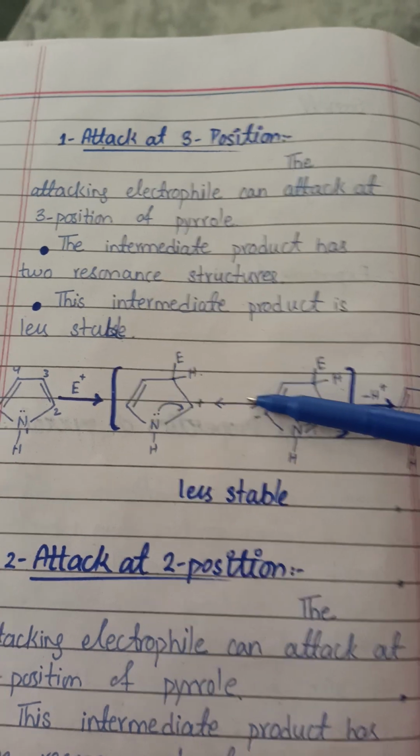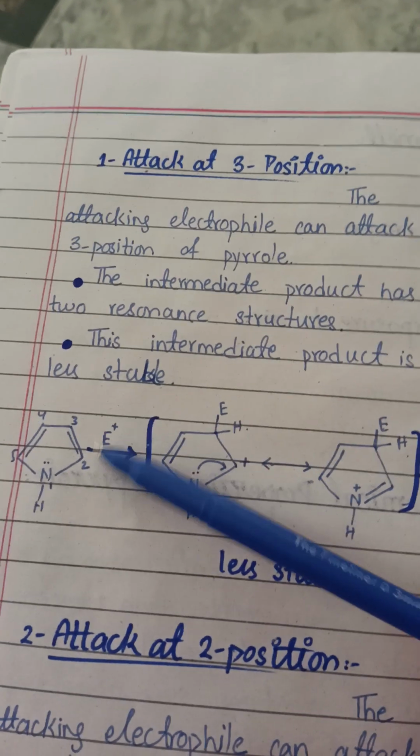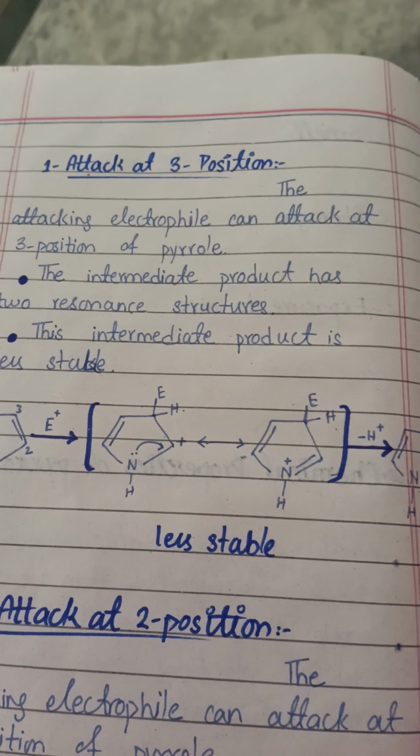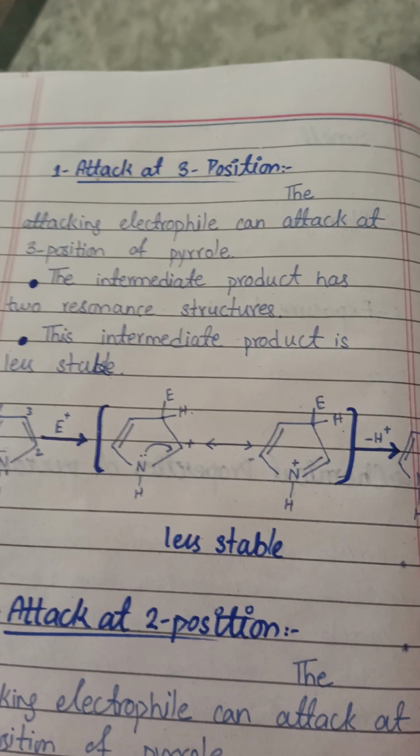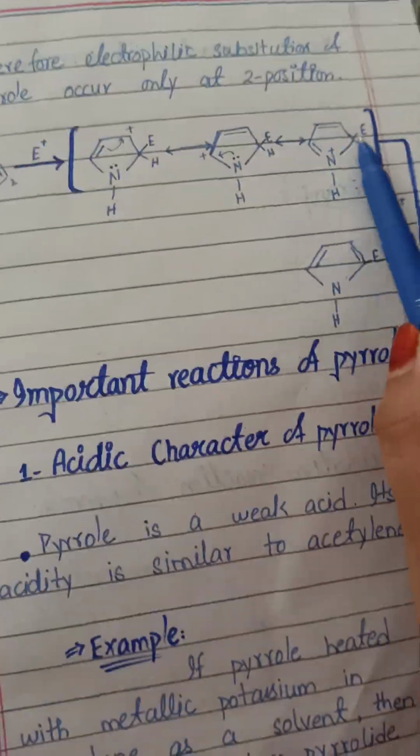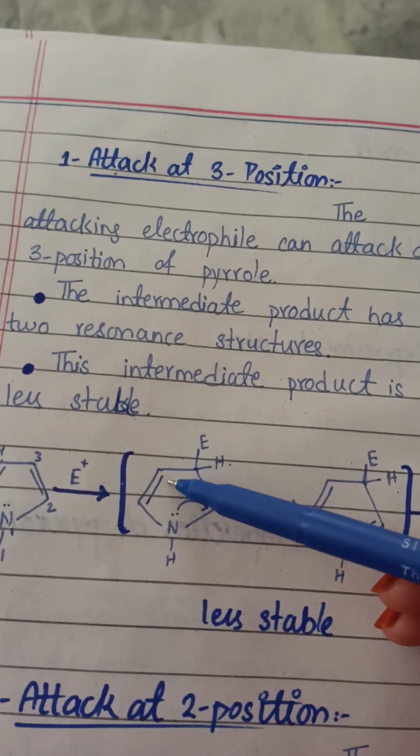So there is the explanation: when electrophilic substitution occurs at the third position, two resonance intermediate products are formed, so it is less stable. When the attack occurs at the two position, three resonance structures are formed, so therefore it is more stable. Now how do these intermediate products form?